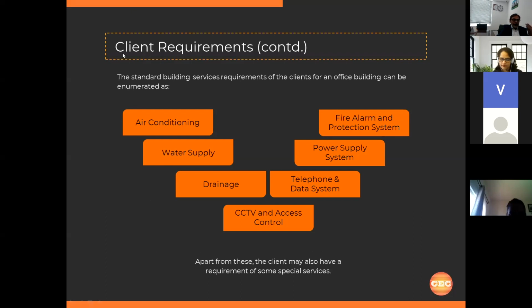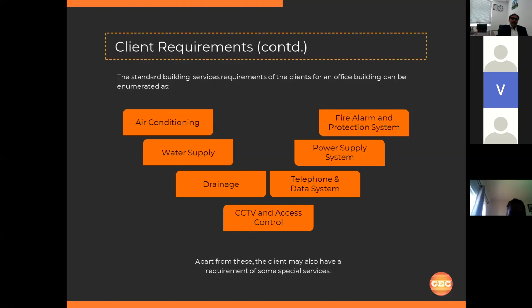Again, the client requirements are evaluated, what he needs as services in the building. Standard things, air conditioning, water supply, drainage are the requirements as the end user. Fire protection and fire alarm is by the authorities. Power and telephone data is again for the end user. CCTV and access control can be required either by authority or by surveillance for the safety of the building.